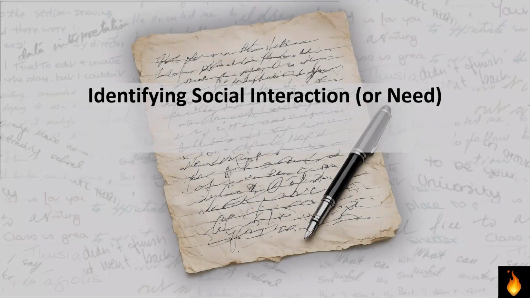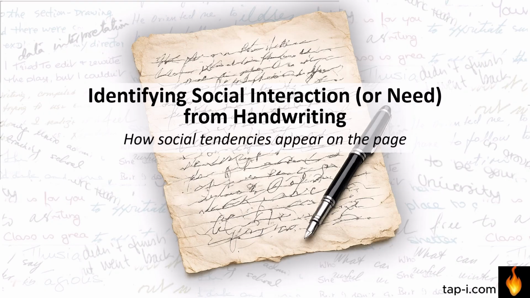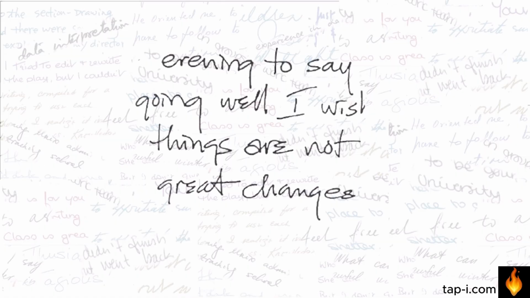Identifying social interaction or need from handwriting. How social tendencies appear on the page when you write. These patterns don't describe who someone is so much as give an indication of how they tend to manage contacts and friends. There's some writing, and it's going to show a loner, someone who needs and likes time on their own.